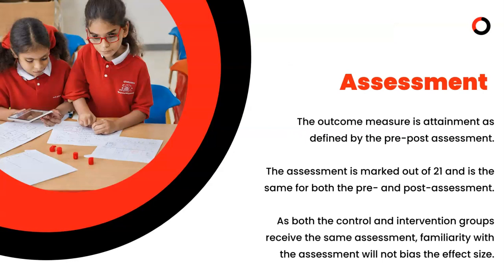So moving on to the assessment, the outcome measure is attainment defined by the pre and post assessment, which is included in the resource folder. It's marked out of 21 and it's the same for both the pre and the post assessment. So as both the control and intervention groups receive the same one, familiarity with the assessment will not bias the effect size.